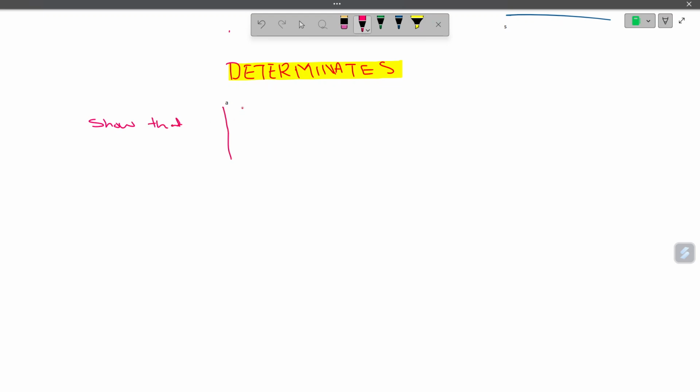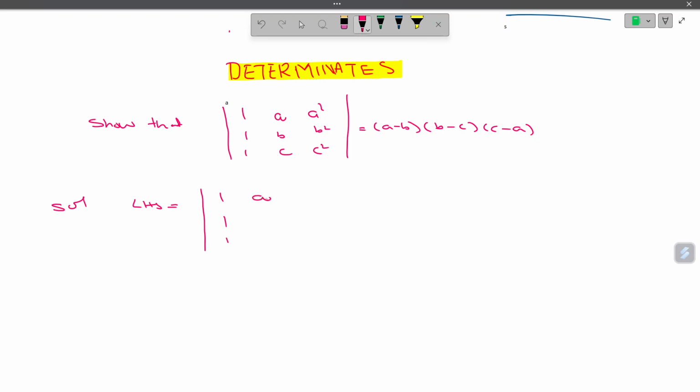Okay, show that the determinant with rows 1, 1, 1; A, B, C; A square, B square, C square equals (A minus B)(B minus C)(C minus A). So this we have to show. So write down the left hand side: 1, 1, 1, A, B, C, A square, B square, C square. Now what are we doing?